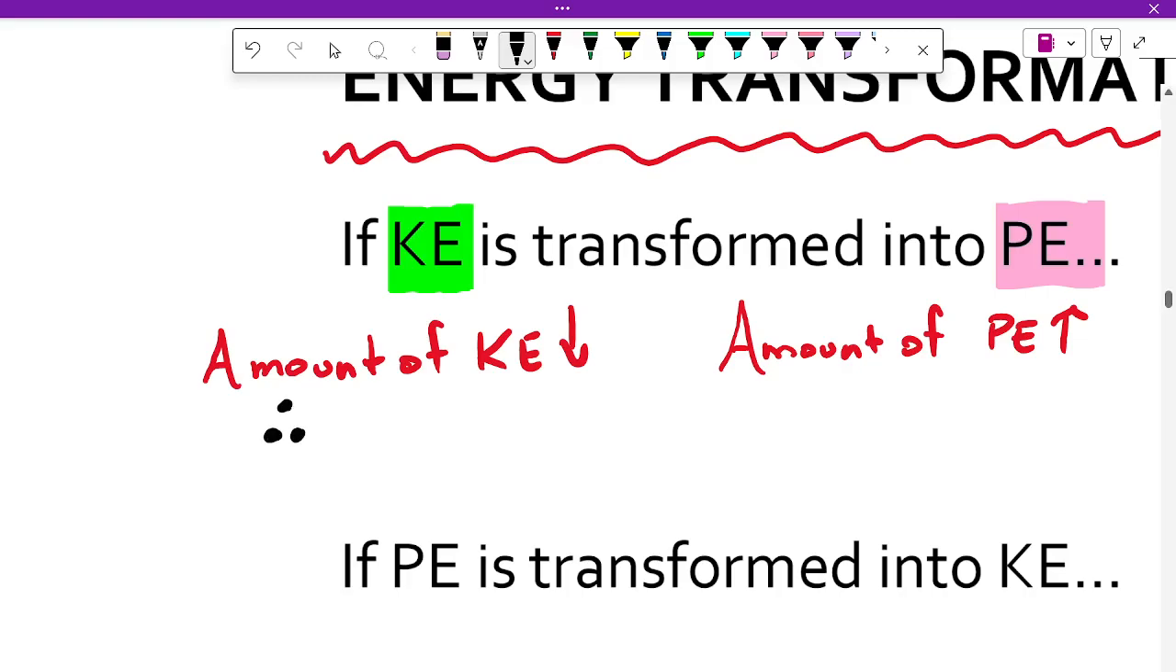So therefore, the temperature decreases, the particles move more slowly.